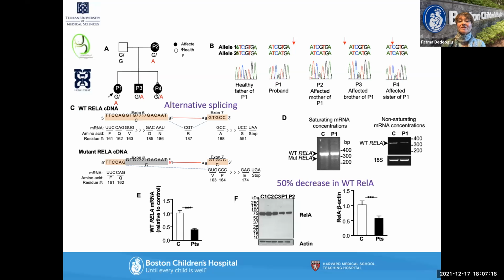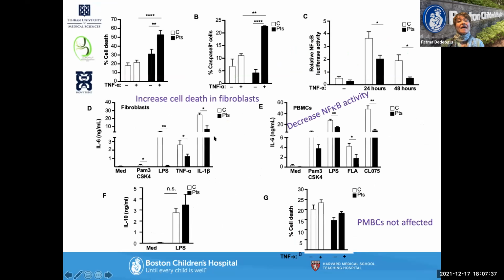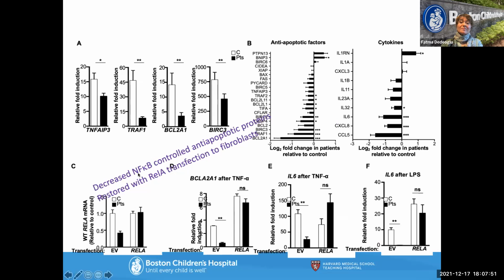So with collaboration, and this also tells us the importance of collaboration with our basic science colleagues, we were able to show that there is a decrease in wild type REL-A due to alternative splicing of this. And just to summarize all these busy slides, there is increased cell death in fibroblasts. The mostly affected are the stromal cells, with decreased NF-kappa B activity, and PBMC is not affected. And decreased NF-kappa B causes anti-apoptotic proteins to be decreased, therefore more apoptosis happening, and of REL-A to the mice studies.